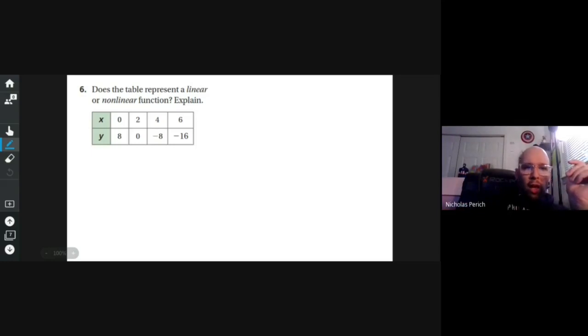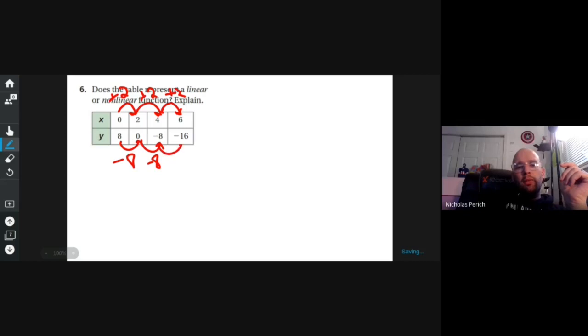So what are my x values doing? My x values: 0 to 2 is add 2, 2 to 4 is add 2, 4 to 6 is add 2. The y values: 8 to 0 is minus 8, 0 to -8 is minus 8, -8 to -16 is minus 8. So since all the x's did the same exact thing, and all the y's did the same exact thing, this is linear because it follows the pattern.